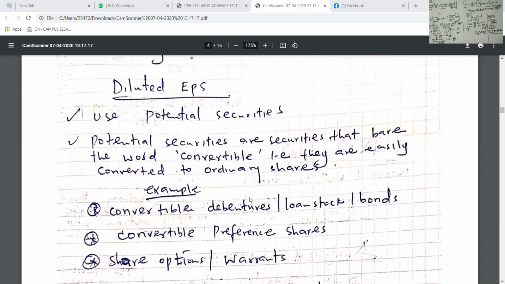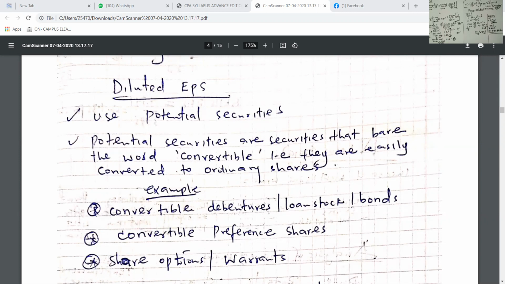So remember that under basic earnings per share, we only deal with common shares, that is ordinary shares, or some of these potential securities, but the ones which were specifically converted. But under diluted, you can deal with the ones which are converted or the ones which are likely to be converted. And those securities are convertible debentures, loan stocks, or bonds. We have convertible preference shares, share options, or warrants. So what steps are you supposed to follow?